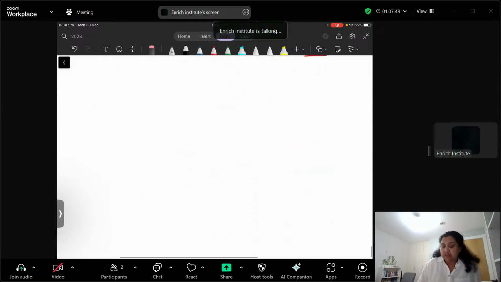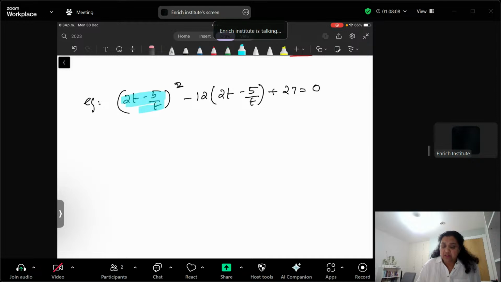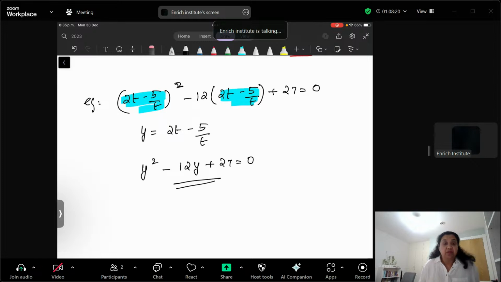I'll show you another example question here. 2t minus 5 over t the whole square minus 12 into (2t minus 5 by t) plus 27 is equal to 0. For this question, this is a repeating pattern here, and you can substitute y is equal to 2t minus 5 over t. Then this will become y square minus 12y plus 27 is equal to 0. And then you will be able to get it.